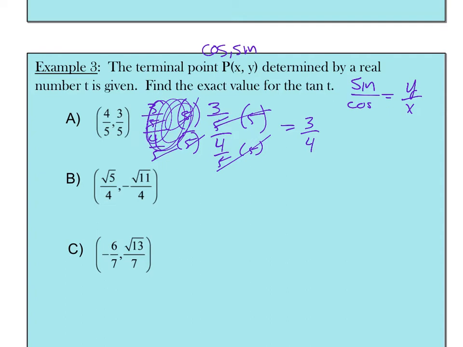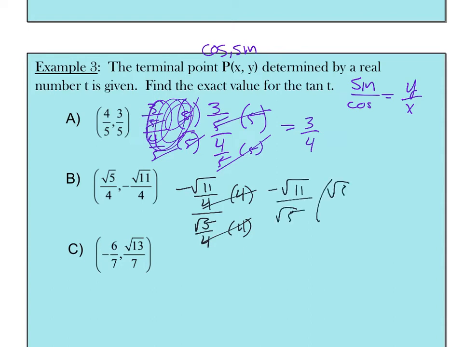For letter B, same idea. y on top, x on the bottom. Multiply both top and bottom by 4. Cancels, cancels. Negative square root of 11 over negative square root of 5. Now rationalize. Multiply both top and bottom by square root of 5. So you get negative square root of 55 over 5. There's your answer.